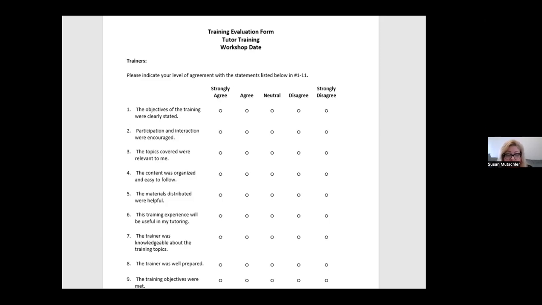So they're asking about the objectives. Was participation encouraged? The topics covered, were they relevant? Was the content easy to follow? Were the materials helpful? How was the trainer? Was the trainer knowledgeable? Was the trainer well prepared? By the way, this is also in your Google Share Drive. These are in Word documents, so you can take and use whatever you want to use here.